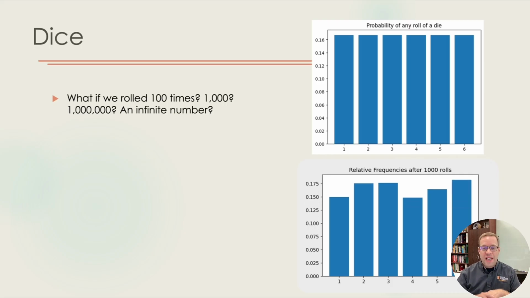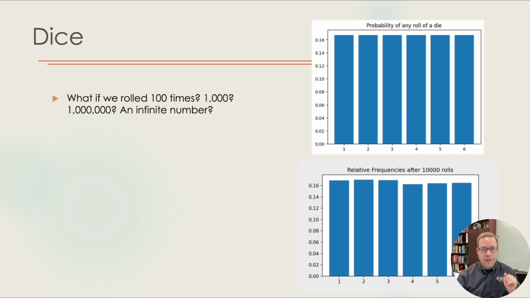What if I roll it 1,000 times? Oh, this time it looks like 17.75%. 0.1775 basically is what I'm seeing here. 0.1775 would be the relative frequency of rolling a 6. It's getting closer. Let's do 10,000 rolls. Oh, now we're at right around 16%. Let's do 100,000 rolls. What would happen after a million? What would happen after an infinite number? You see what's happening to these numbers.